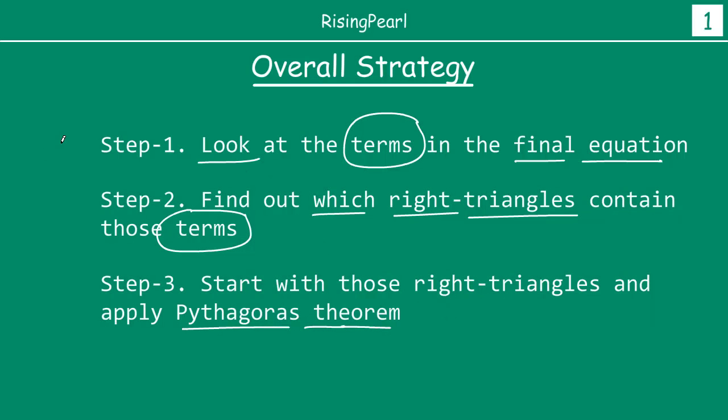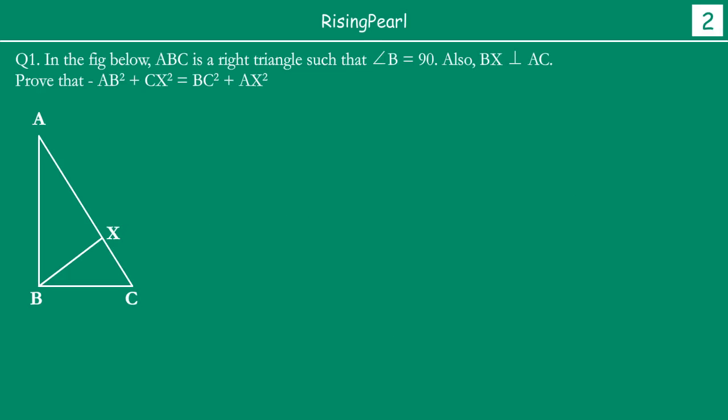So friends, this is like a step 1. Identify the terms, look at the terms which are in the final equation that we need to prove. Step 2, find out which right angled triangles contain those terms. And step 3 is start with those right angled triangles as you identify from step 2 and apply Pythagoras theorem for those right angled triangles. Now with this said, friends, let's take a look at our first example, first question.